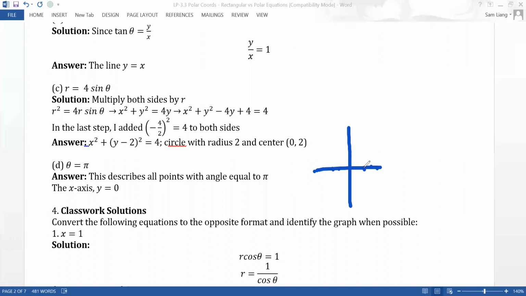So all these points are going to be on this line, which is the polar axis, right? Or in rectangular form, that's the x-axis. Okay. So again, this describes all points with angle equal to pi, which is the x-axis, or y equals 0. Right. So y equals 0 would be the rectangular form. Okay.